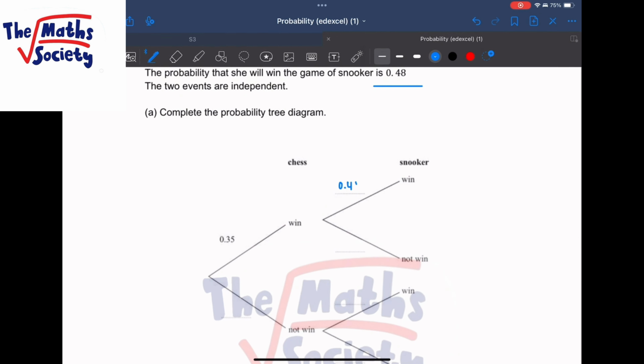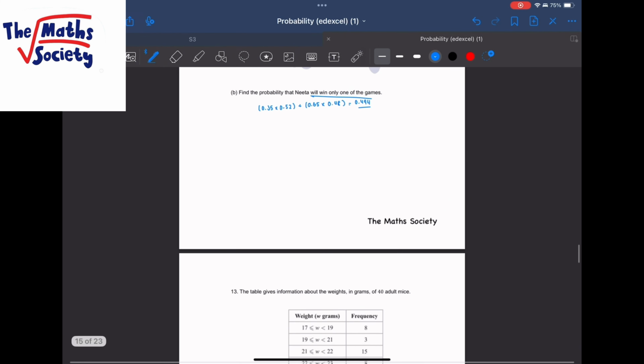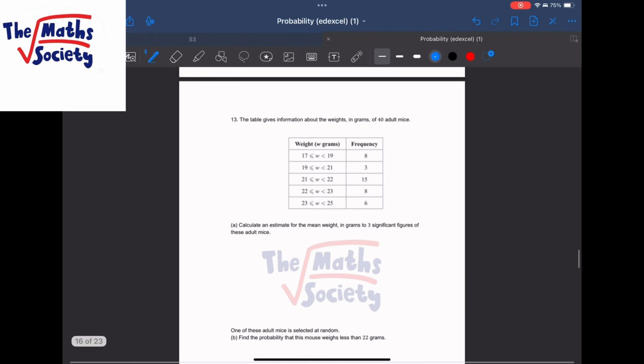So find the probability that Nita will win only one of the games. We just need to know only one. So if she wins chess, which is 0.35, she will not win the snooker, which is 0.52. Plus, if she doesn't win chess, she will win the snooker game, which is 0.48. If you add them together, you should get 0.494, and that is the probability.